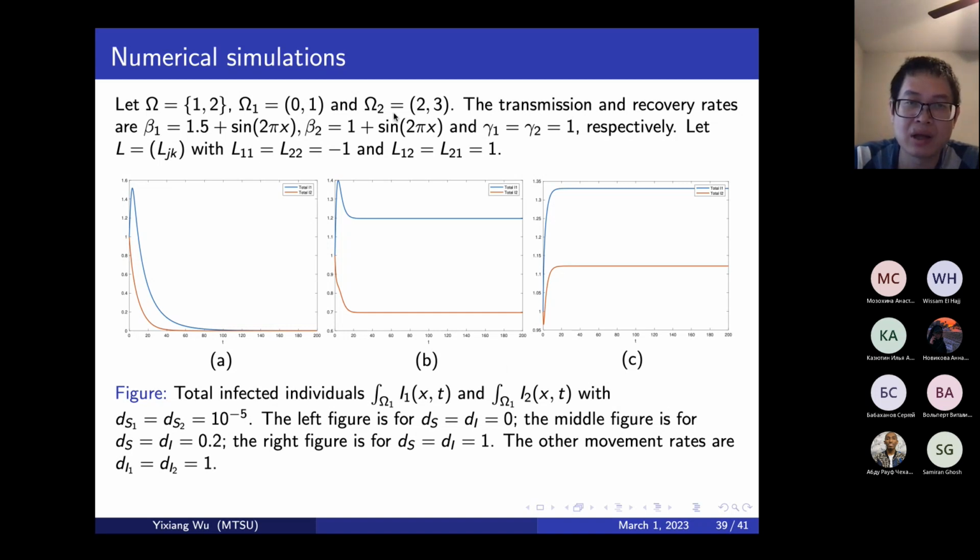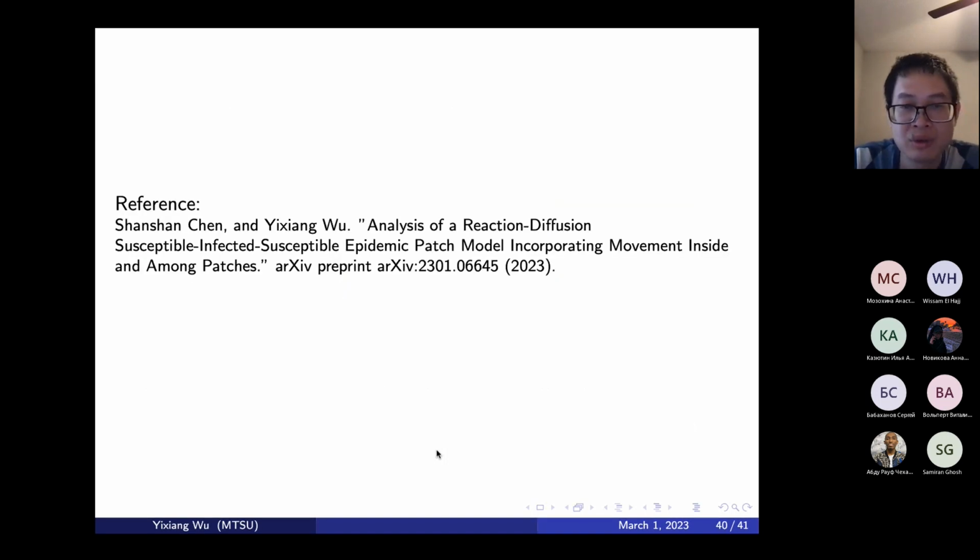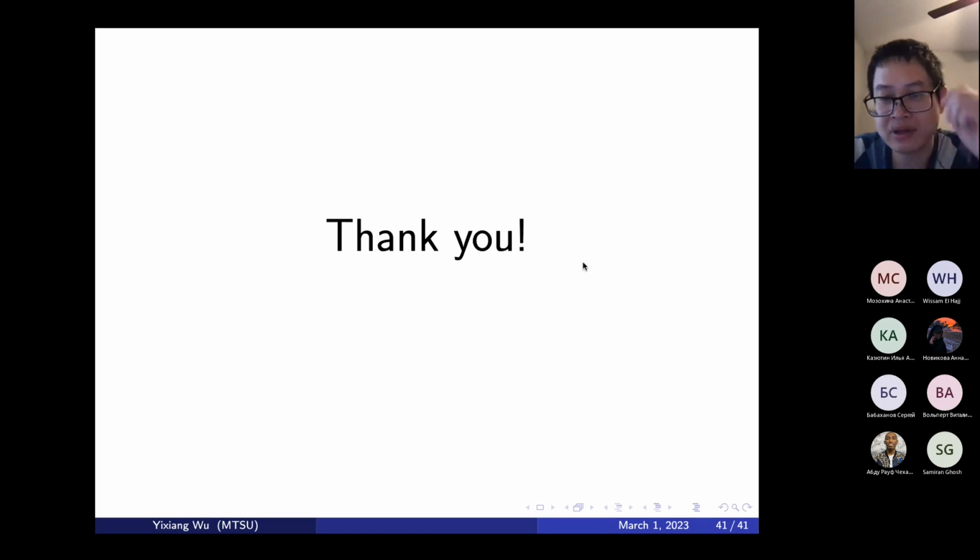We only did numerical simulations for this kind of result. We didn't look at the profiles of the positive equilibrium when the movement rates are small or large. So that's something we can do in the future. My talk is based on a recent paper, which is on arXiv. Thank you for your time.